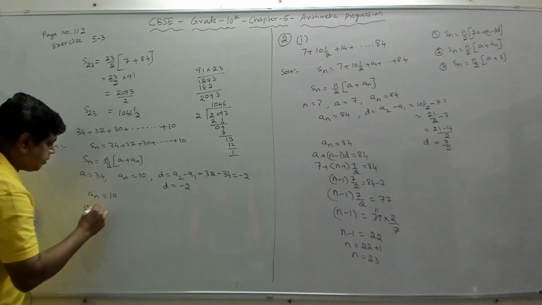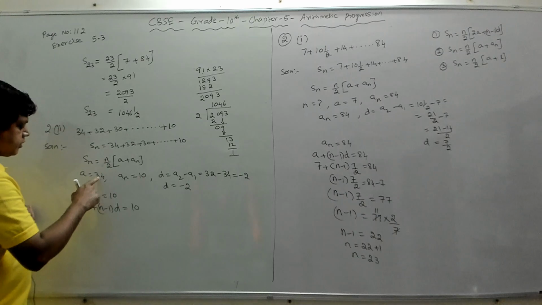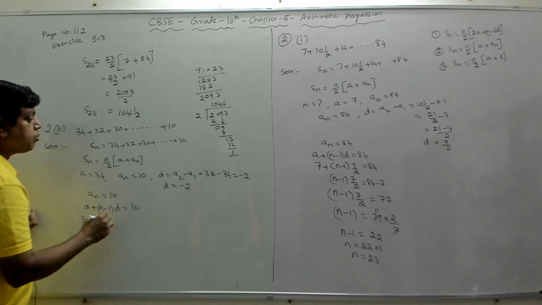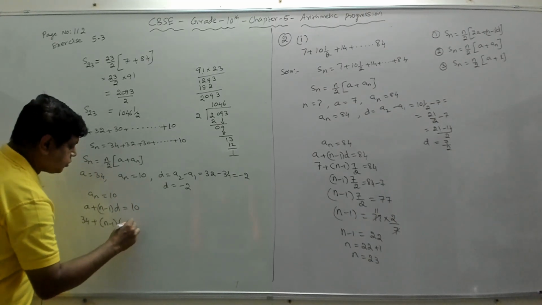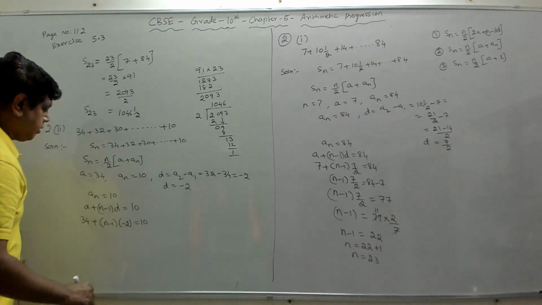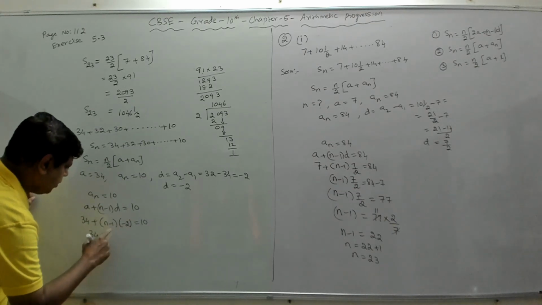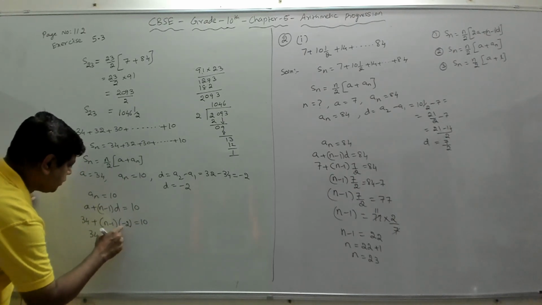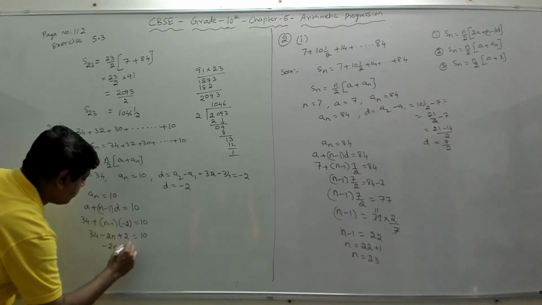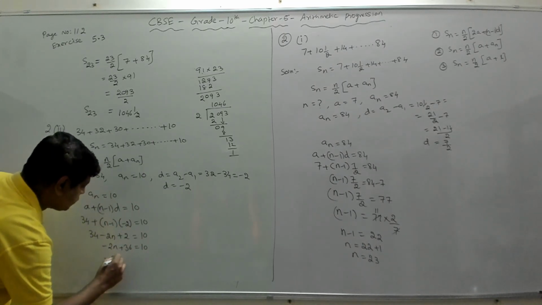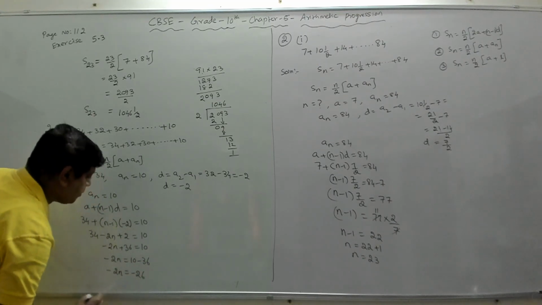So a plus (n minus 1) into d, that is your an, is equal to 10. a is 34, plus (n minus 1) into d, which is minus 2, equal to 10. Fine. Now 34 plus (n minus 1) into minus 2: minus 2 into n is minus 2n and minus 2 into plus 1 is plus 2, equal to 10. So 34 plus 2 is 36. So minus 2n plus 36 equal to 10. So minus 2n becomes 10 minus 36, and minus 2n becomes minus 26.